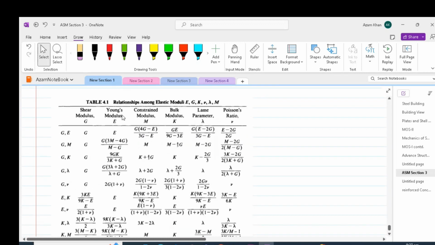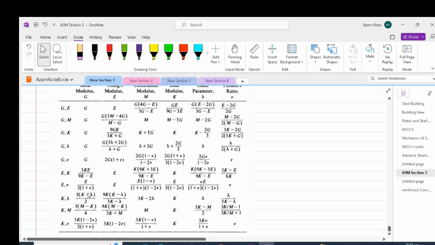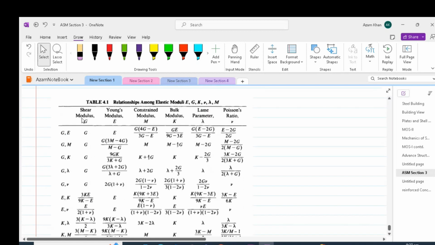test. Now, this is a table which relates all these constants. So essentially, we have the modulus of elasticity E and nu, which is the Poisson ratio. If these two constants are known, then we can find out all the constants. So in this table, we have got shear modulus, Young modulus E, constrained modulus, that's also sometimes used, bulk modulus, Lamé parameter lambda, Poisson ratio.